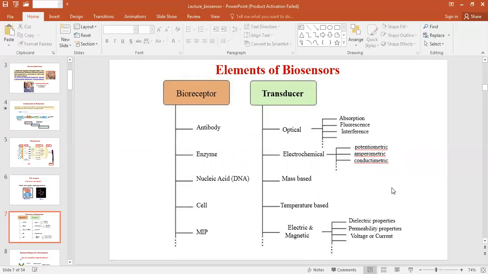Now, what are the elements of biosensors? The bioreceptor part, that is the sensor part, contains different components. If we are trying to identify the antigen, then the bioreceptor should be an antibody specific to that antigen. If it is a substrate, then the bioreceptor part should be an enzyme specific to that substrate.